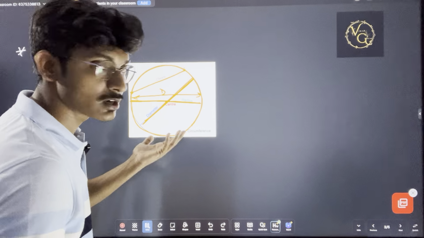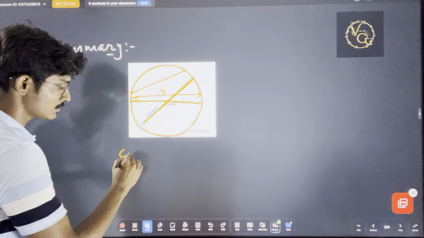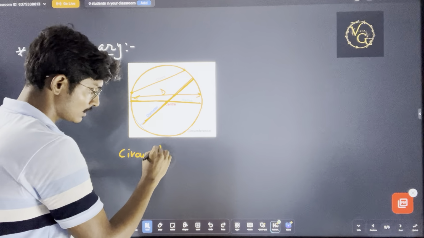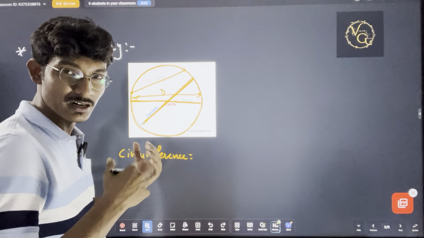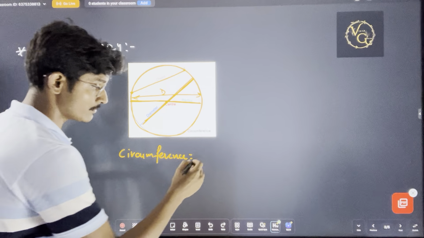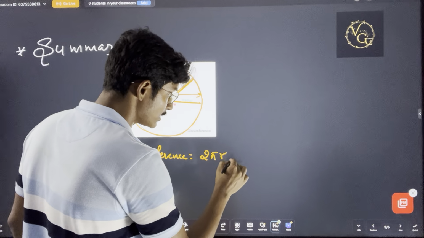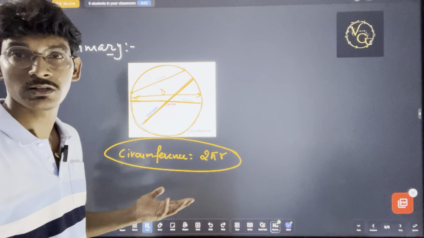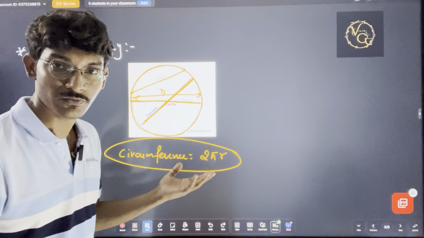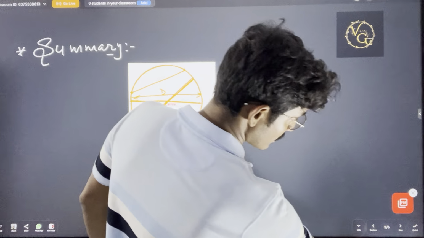And you know the correlation, right? Circumference. Since we are recapping the earlier part also, I'm just writing the definition for circumference. It's nothing but 2 pi r, right? So the circumference of a circle is 2 pi r. This is a basic formula you learned in grade 9.